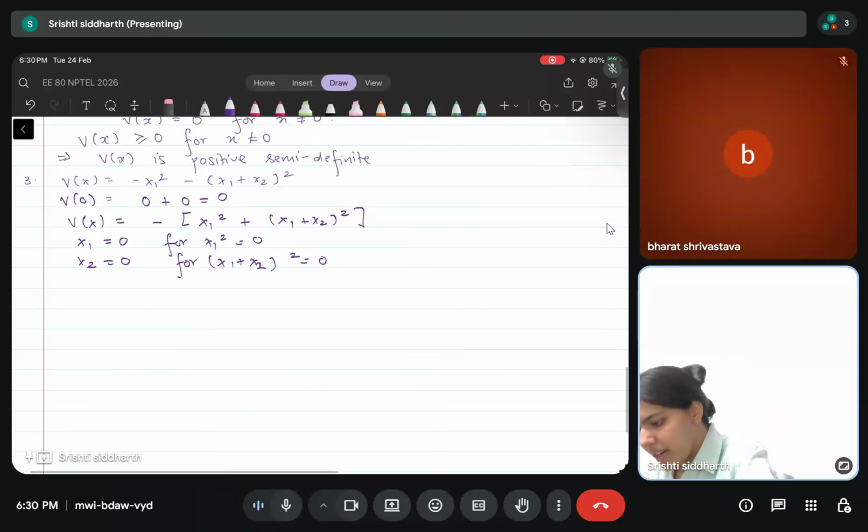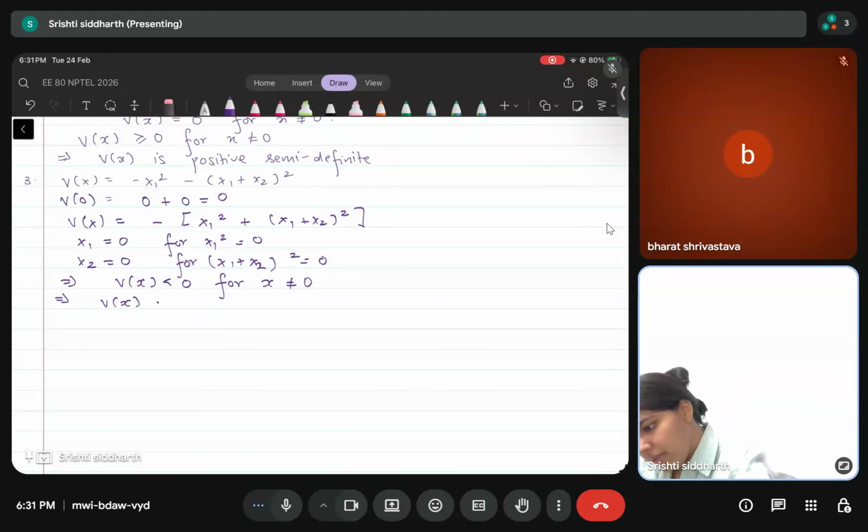So this implies that Vx is always negative for non-zeros. This implies that Vx is negative definite.